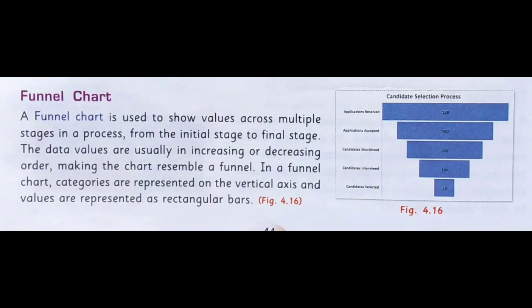Next is funnel chart. A funnel chart is used to show values across multiple stages in a process from the initial stage to final stage. The data values are usually in increasing or decreasing order, making the chart resemble a funnel. In a funnel chart, categories are represented on the vertical axis and values are represented as rectangular bars.